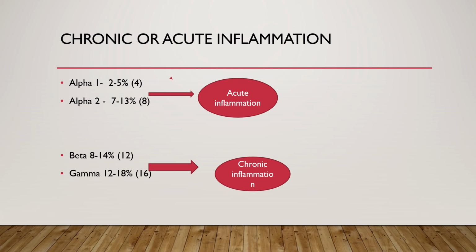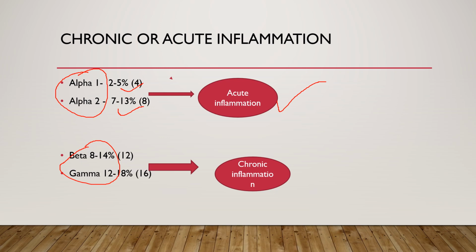Now, how can we differentiate whether the inflammation is chronic or acute? We need to see four major proteins: alpha 1, alpha 2, beta, and gamma. If the levels of alpha 1 protein and alpha 2 protein are increased, we can say the inflammation is acute. The normal value of alpha 1 is between 2 to 5% and alpha 2 between 7 to 30%.